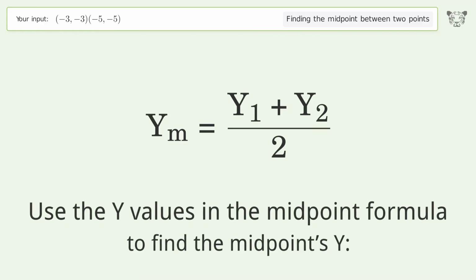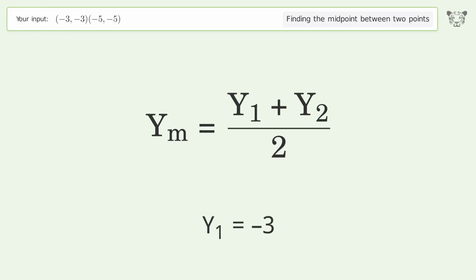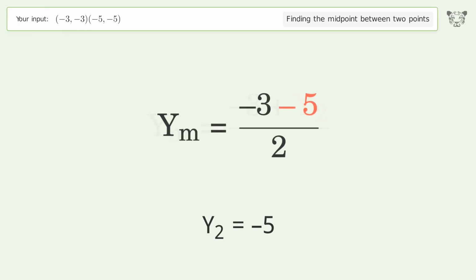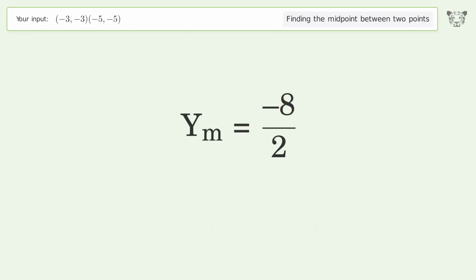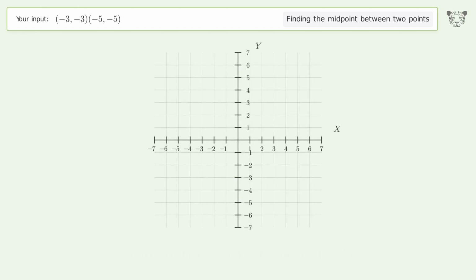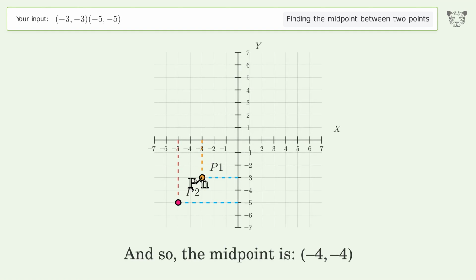Use the y values in the midpoint formula to find the midpoint's y. y1 equals -3. y2 equals -5. Simplify the arithmetic. And so, the midpoint is -4, -4.